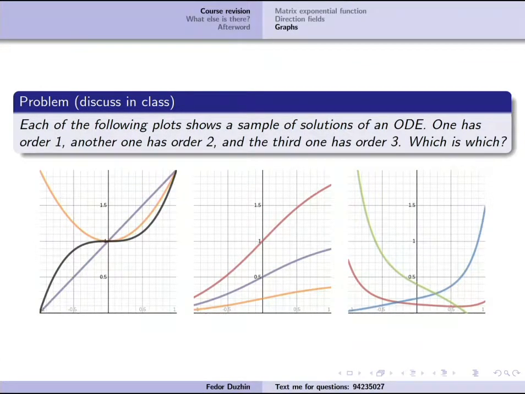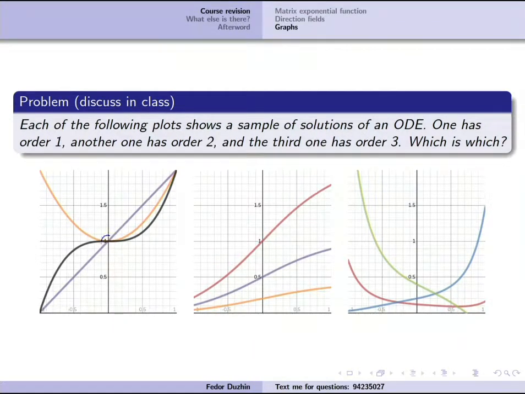Now, each of these plots shows a sample of solutions of a differential equation. So one has order 1, another one has order 2, and the third one has order 3. Which is which? Think. Okay, now let me explain.